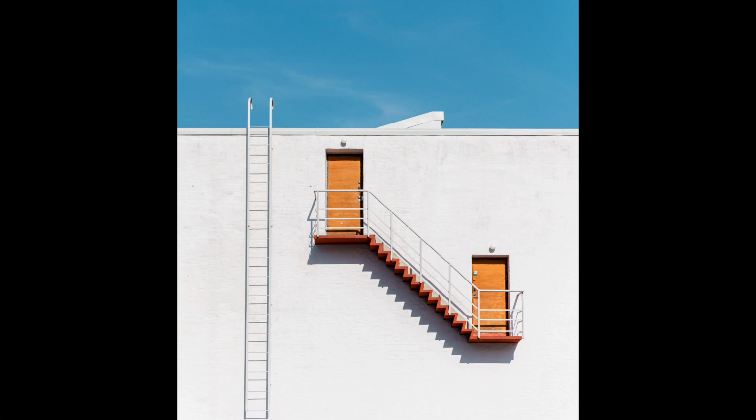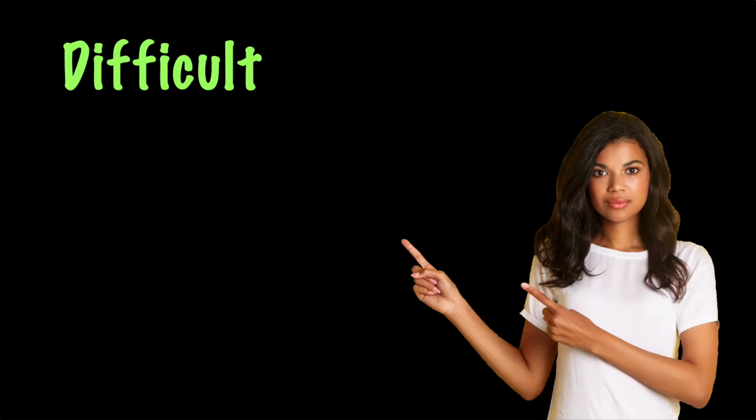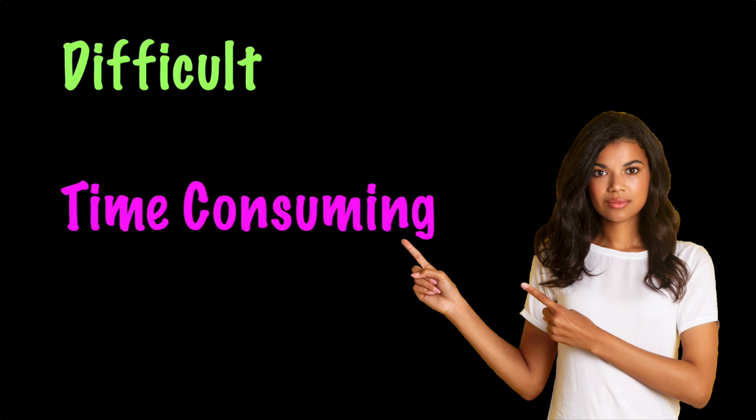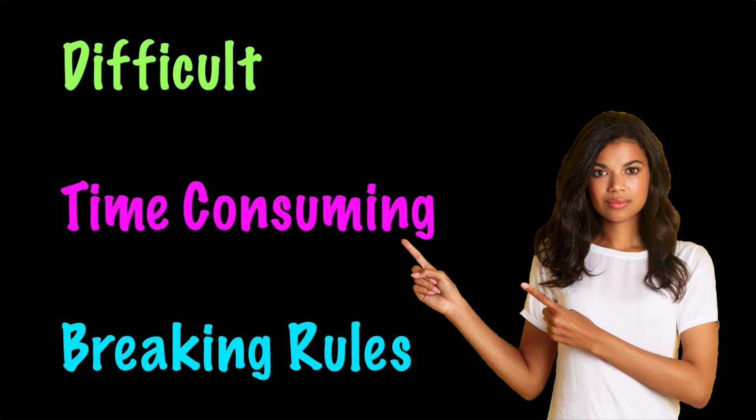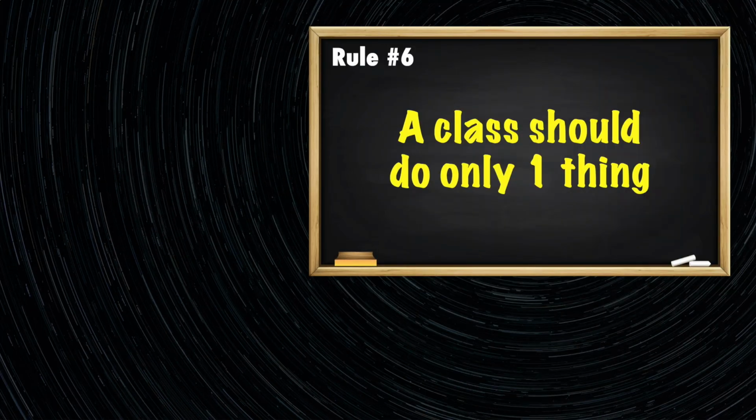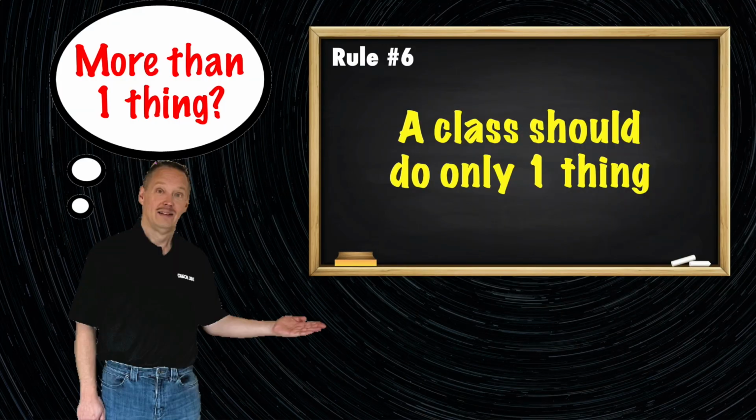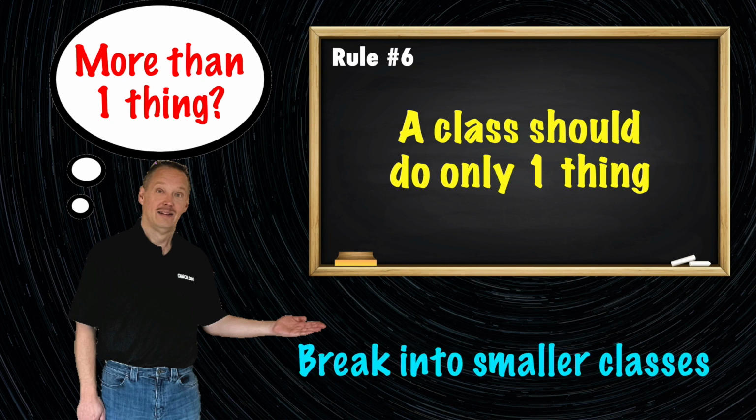Why is it bad? Your first thought should be poor design. Not to mention, it could be difficult to understand, time-consuming to fix, and breaking several Coach Joe rules. If the number of methods or lines exceeds your established threshold, make sure these rules are not broken. Rule number 6. Is the class doing one thing? If not, consider breaking up the class into smaller classes or utilize a new design pattern.